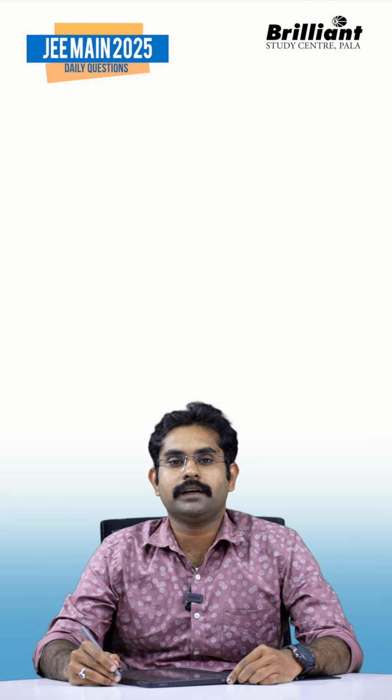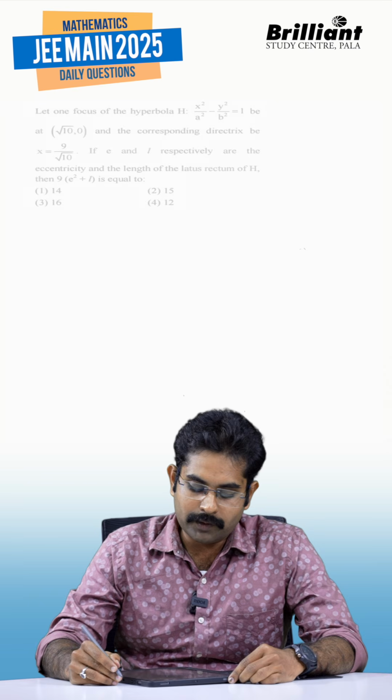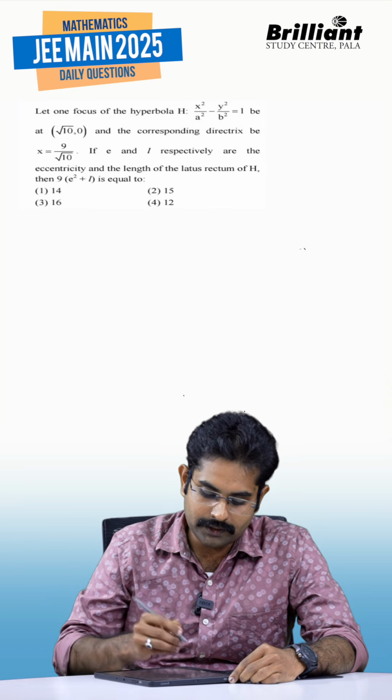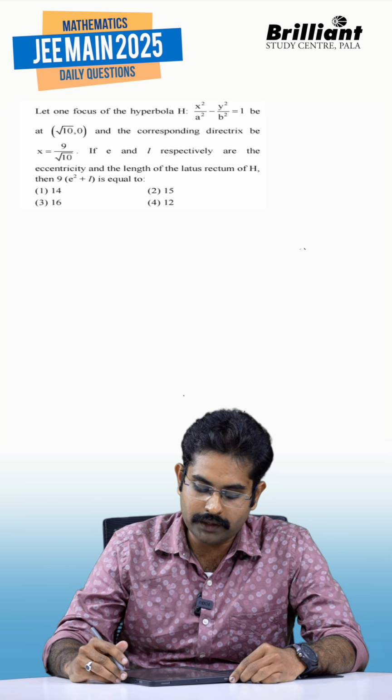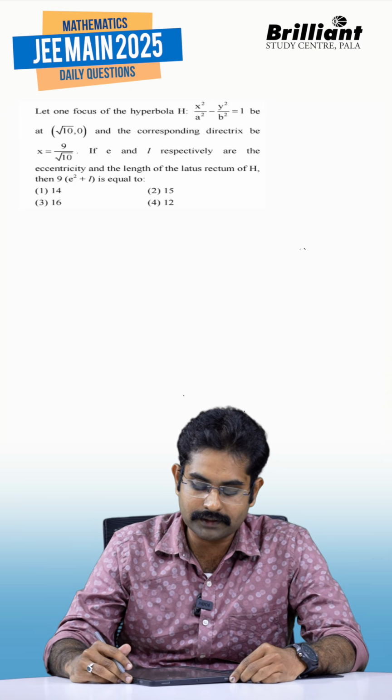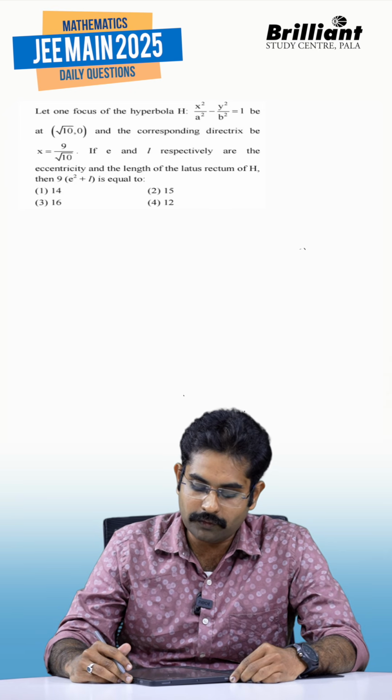Students, here we are going to discuss a question from JEE Mains 2025, April 2nd morning shift. A hyperbola is given, its focus is given and the corresponding directrices are given. We need to find the value of 9e² + L, where e is the eccentricity and L is the length of the latus rectum.